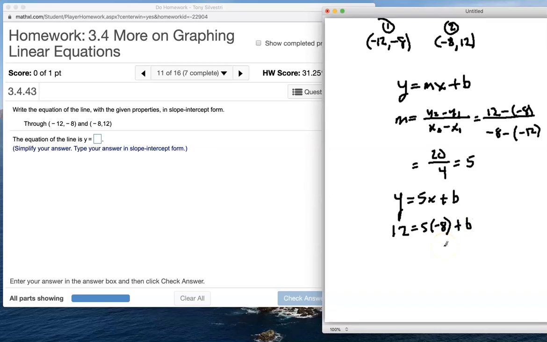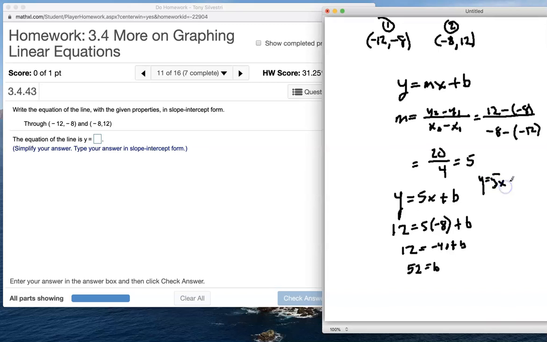Okay, and so what do we got here? We got 12 equals negative 40 plus b. Now I'm going to solve for b. When I solve for b, I'm going to add 40 to both sides. I get 52 equals b. So here we go. Take the 52 we calculated, put that in there. We get y equals 5x plus 52.